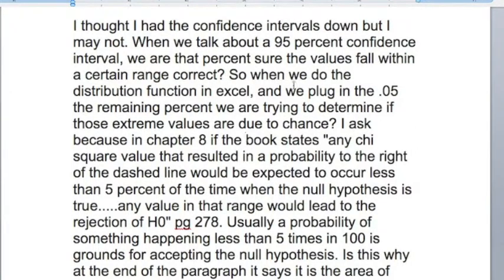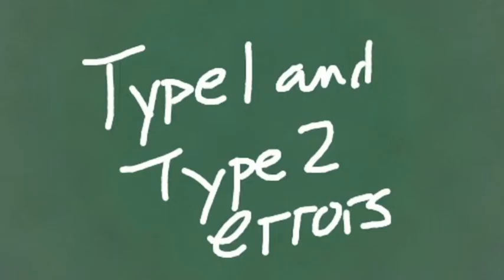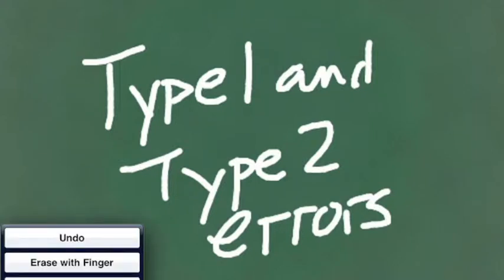So when we do the distribution function in Excel and we plug in 0.05, that 0.05 corresponds to a 95% confidence interval, and here is how it comes up. Here's how we get to that.